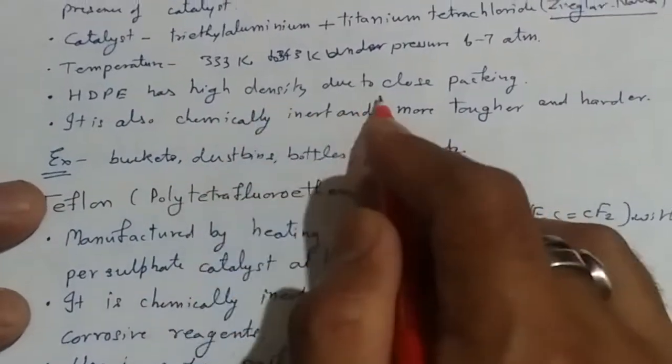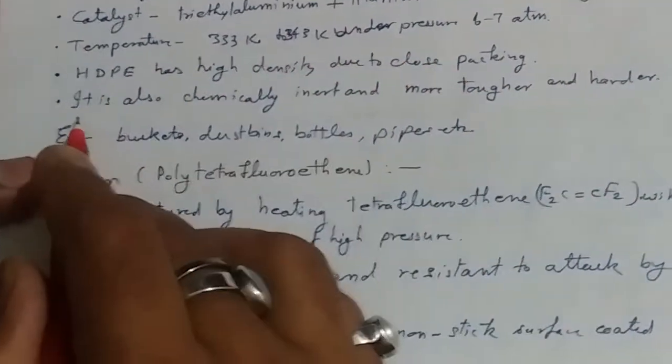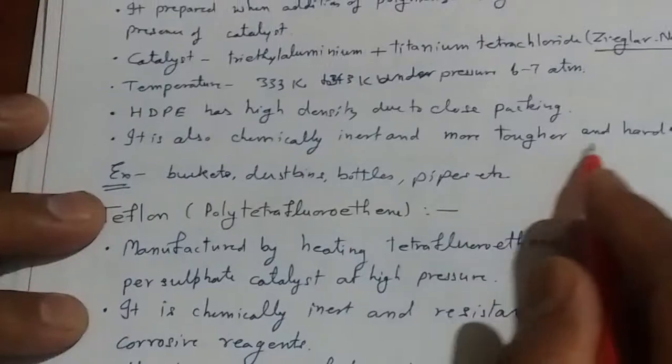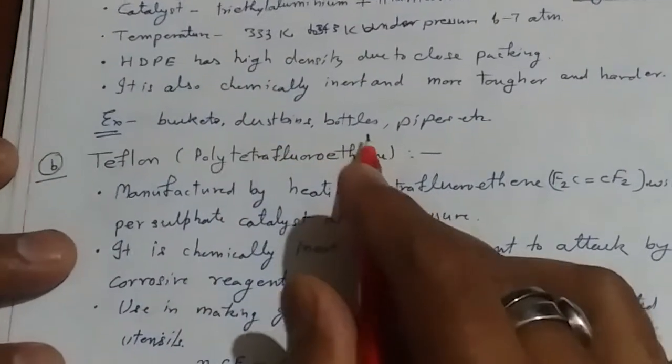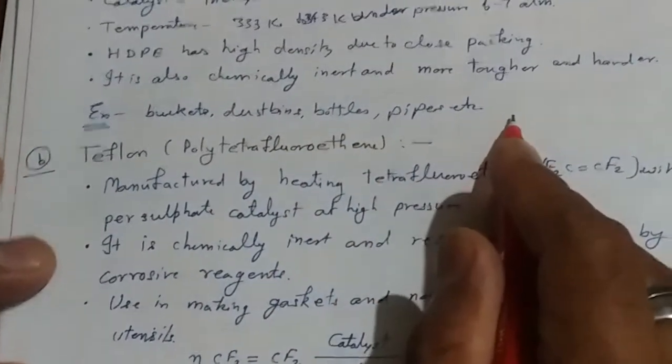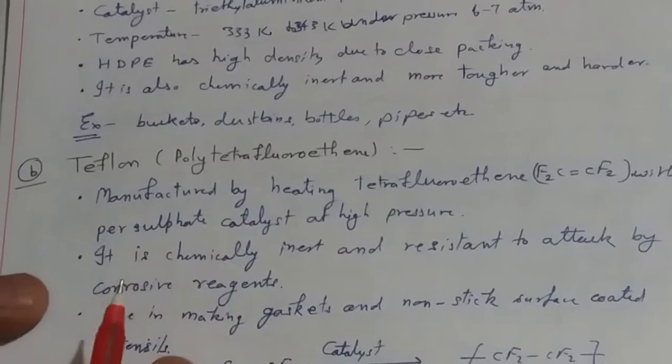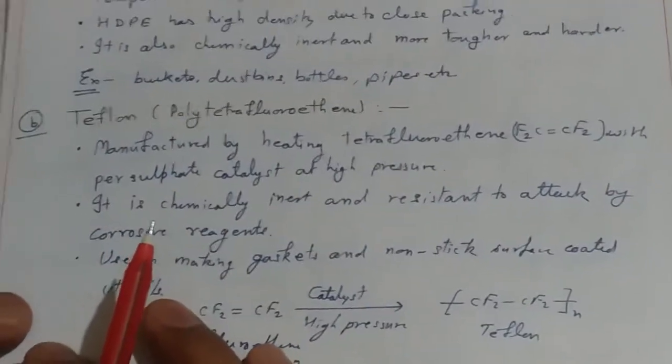HDPE has high density due to close packing. It is also chemically inert and more tough and harder. For example, buckets, dustbins, bottles, pipes, etc. are made of HDPE.